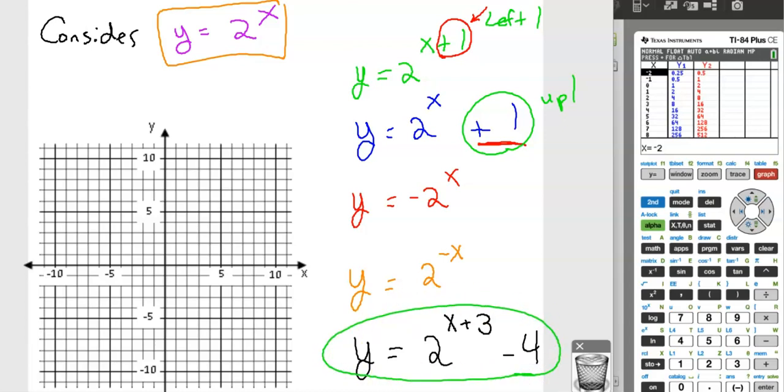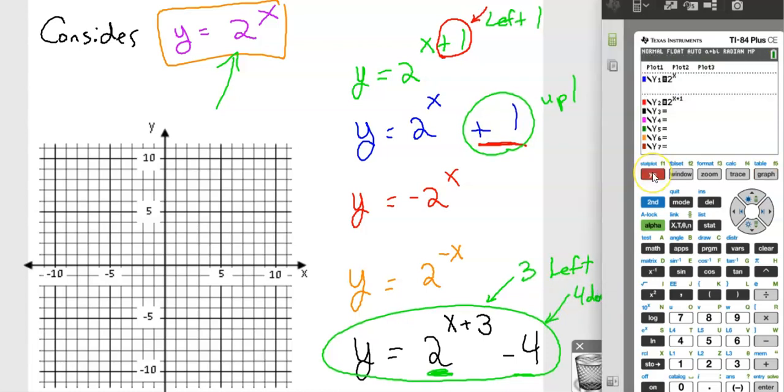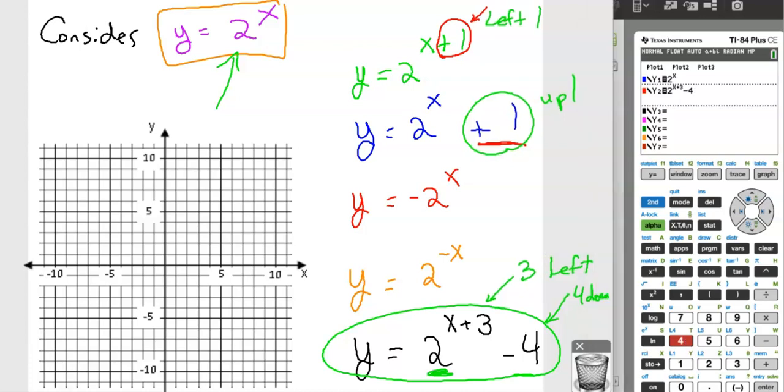Matter of fact, let me jump down to here. So notice this is still 2 to the x power. So this is the parent function. But notice this right here is taking it 3 to the left and 4 down. Let me go ahead and plug that in just so you can see it. So x plus 3, then minus 4. So, by the way, I automatically know the other function before I push graph.